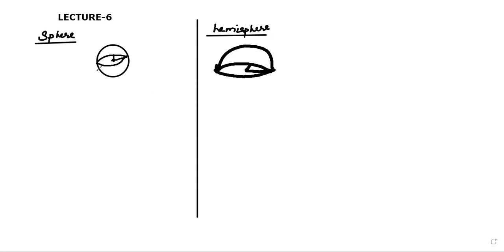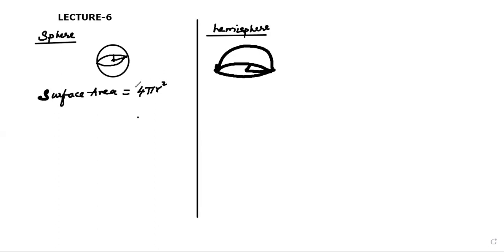A sphere has only one surface, children. A sphere has a radius r and it has only one surface. Either call it the curved surface area of a sphere or the surface area of a sphere. It's one and the same. It is given by the formula 4 pi r square.